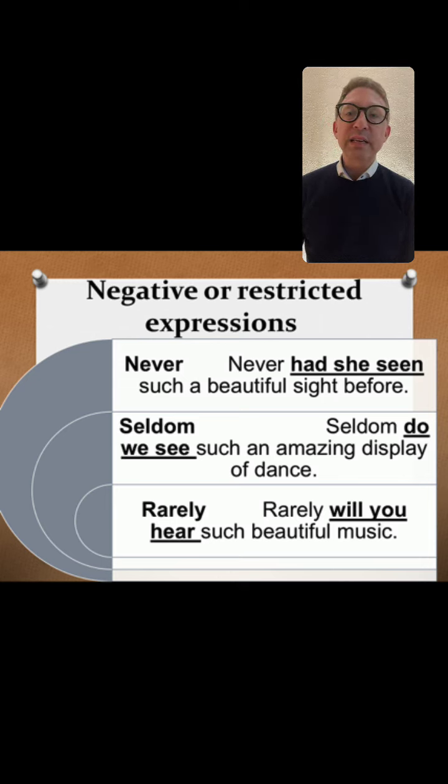We start with negative expressions or negative adverbs, with never, seldom, and rarely, though there are others as well, which I'll mention. Never had she seen such a beautiful sight before. So when we use never in that context, we invert the order. Never had she seen. Never have I been. Seldom, this is rarely: seldom do we see such an amazing display of dance. Rarely will you hear such beautiful music.